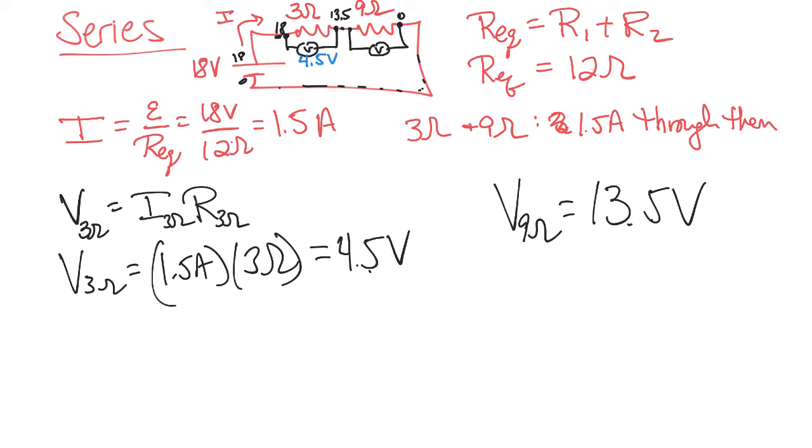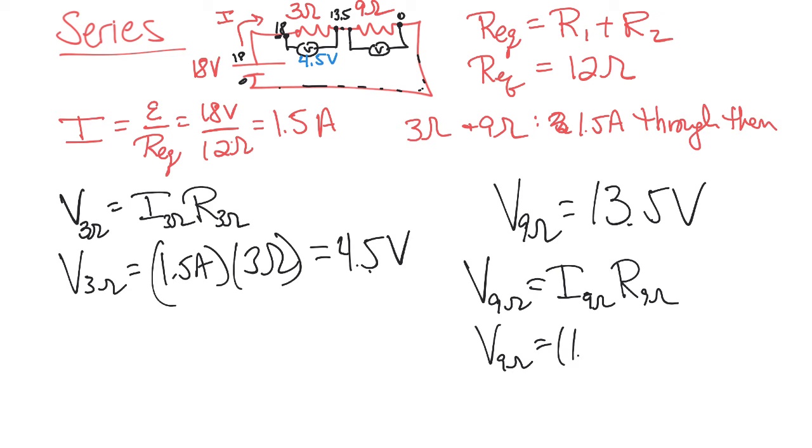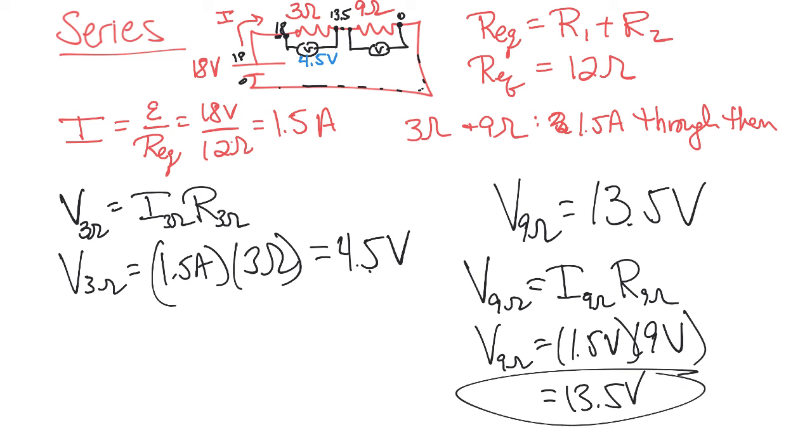Good. But you could also use Ohm's law, right? So the voltage across the 9 ohm should be 1.5 amps times 9. And guess what that is? That's 13.5 volts.